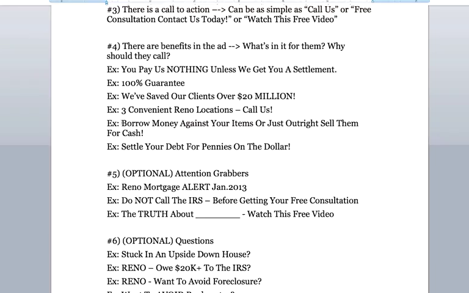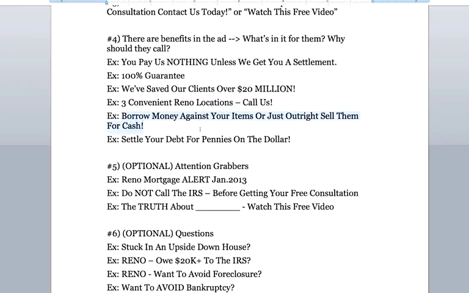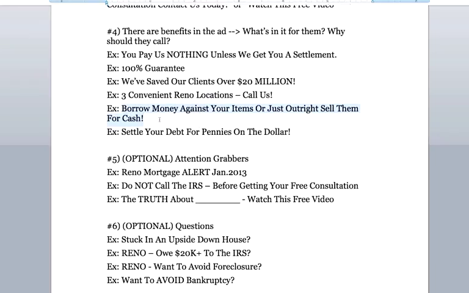Here's another example of a benefit. Borrow money against your items or just outright sell them for cash. I used that for an actual pawn shop, and that one got great results. They actually let people borrow money against their items or just outright sell them for cash. Think about that. If you are going to a pawn shop and you want to sell an item, let's say jewelry or a watch, you might not want to give up that watch. So borrowing money against your items and being able to pay back that money and get your item back, that to me was a huge benefit. So when I heard that, I said, oh, that's a good one. I got to use that.